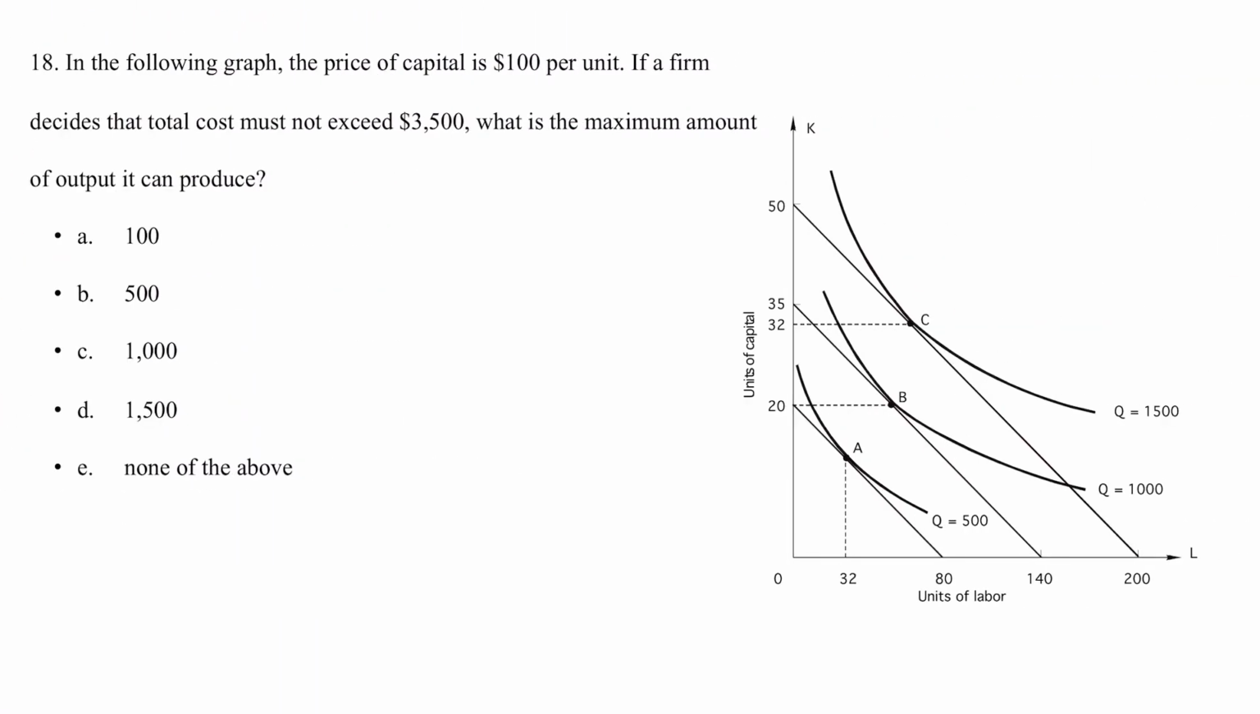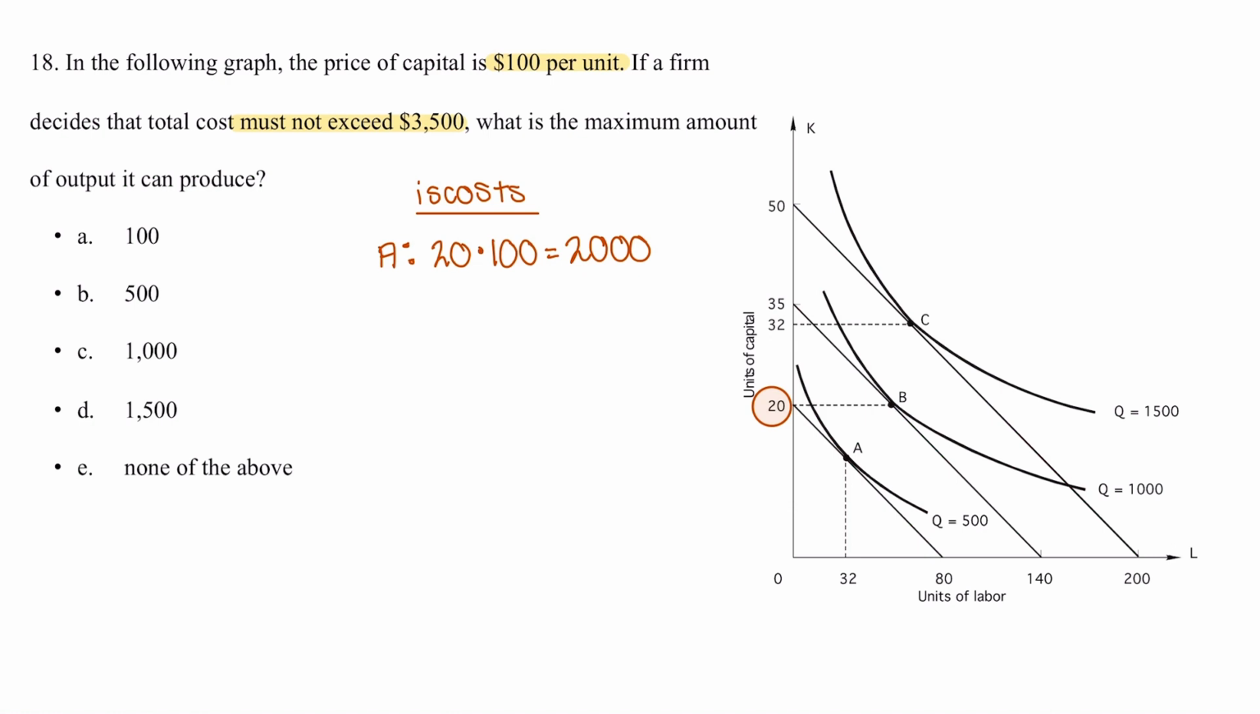In the following graph, the price of capital is $100 per unit. If a firm decides that total cost must not exceed $3,500, what is the maximum output that it can produce? So we are going to label these isocosts with their points, and we're going to calculate the total cost for them. So for A, it's using 20 units of capital, so 20 times $100 a unit is $2,000.